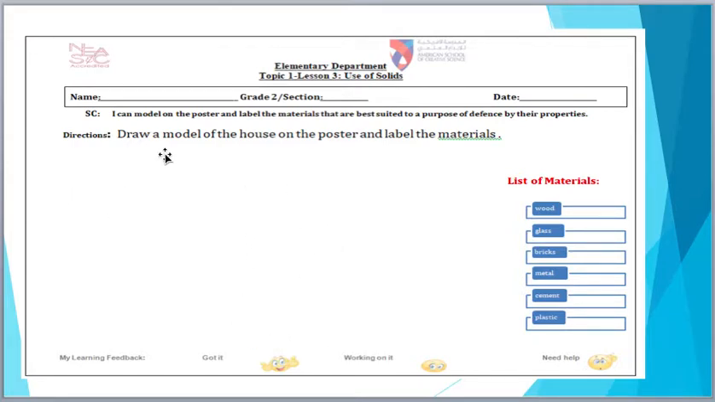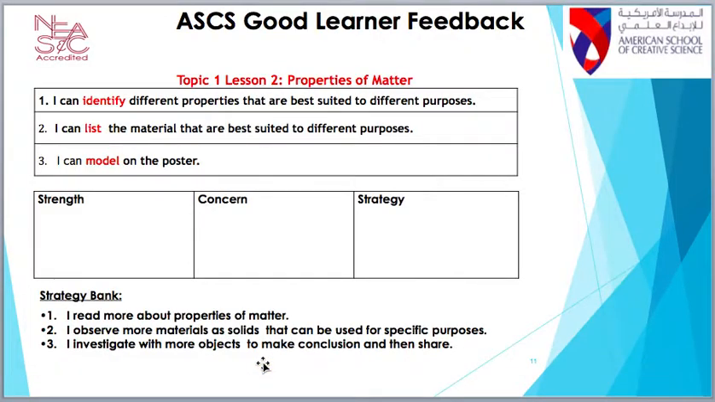For example, what is the door made out of? What is the glass made out of? So which materials you will use for the walls, for the door, for the windows. You have to label them, and here is the list of materials, and if you want you can write your list of materials here also, and then this is where you will give your feedback.